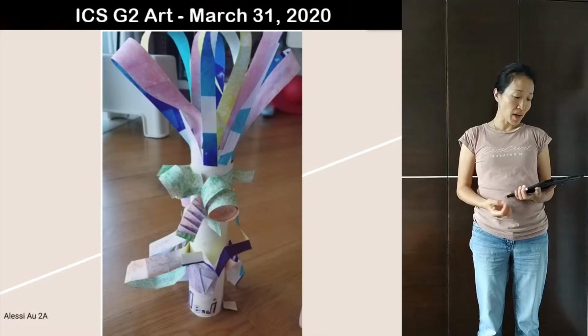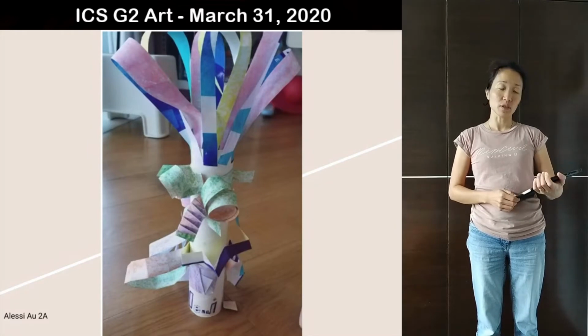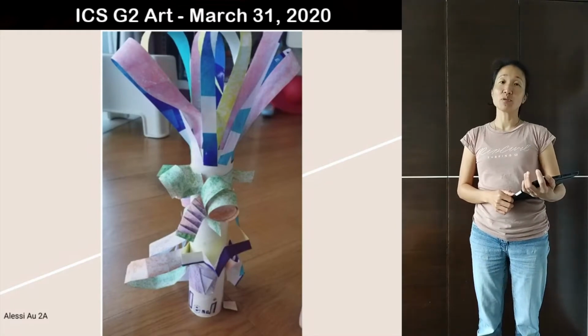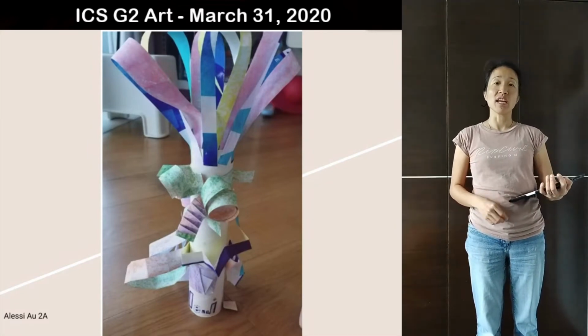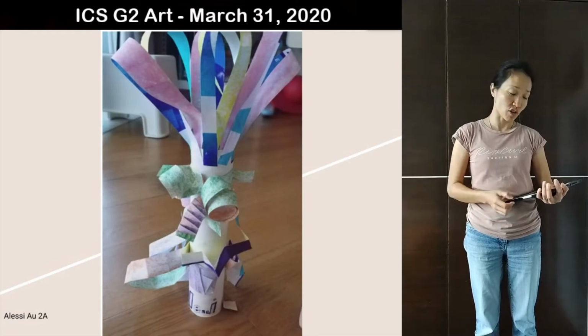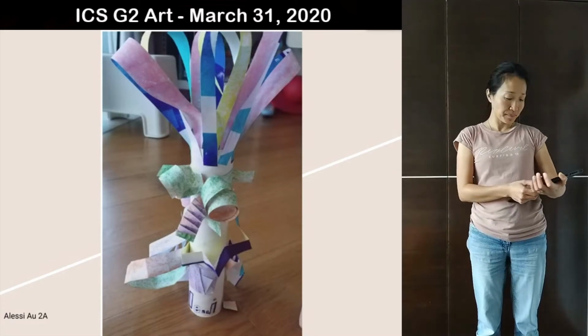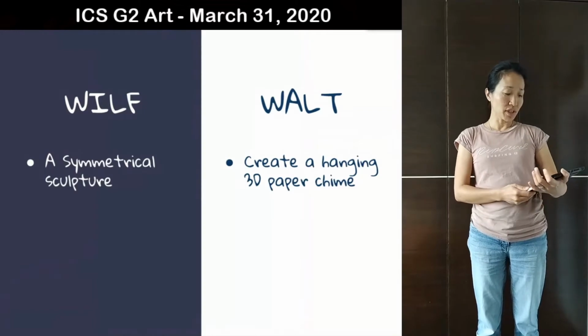If you are in 2A, you can probably take a look at the little video from Alessi, and she'll tell you all about her superhero. It comes with a cape and a heart. So great job, Alessi. Now, what are you doing this week?